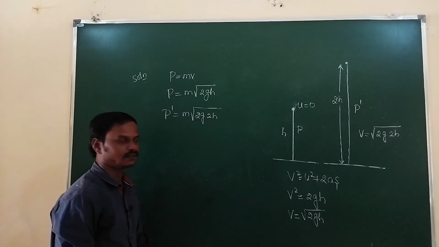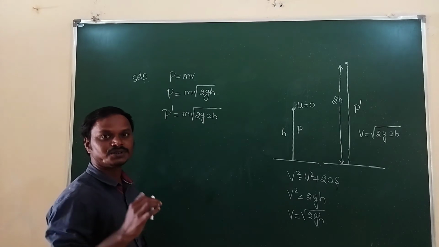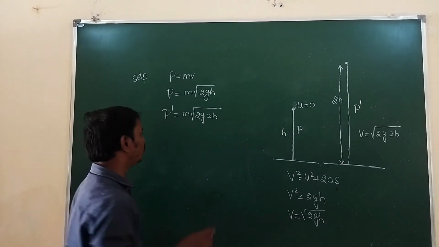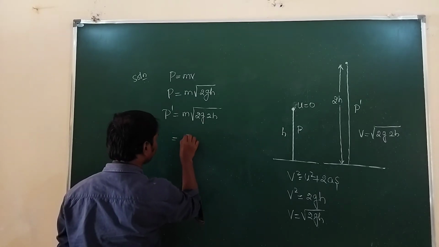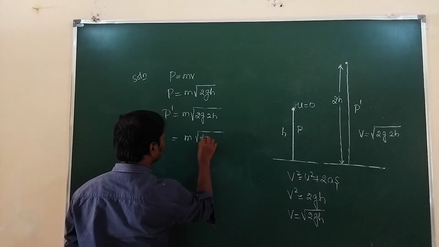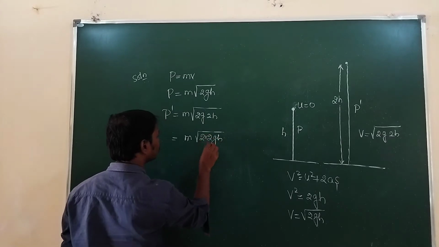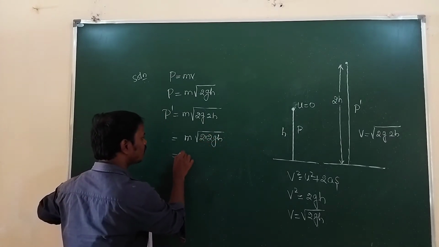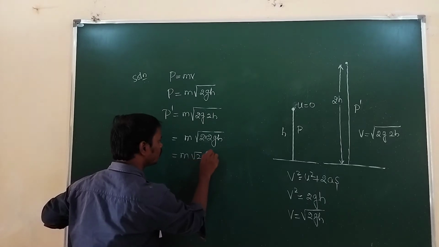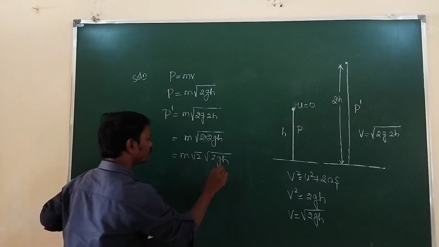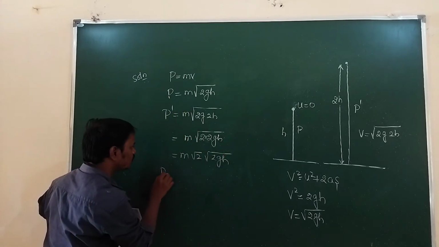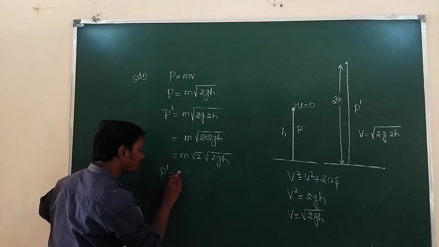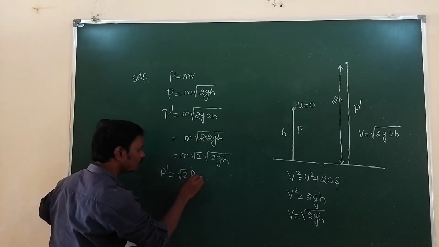Now, what is our aim? Our aim is to find the percentage change in momentum. So I will modify this. This can be written as m into square root of 4gh, otherwise 2 into 2gh. Now this can be written as m into square root of 2 into square root of 2gh. Now what is m into square root of 2gh? That is p. Now p dash is equal to root 2 times p.